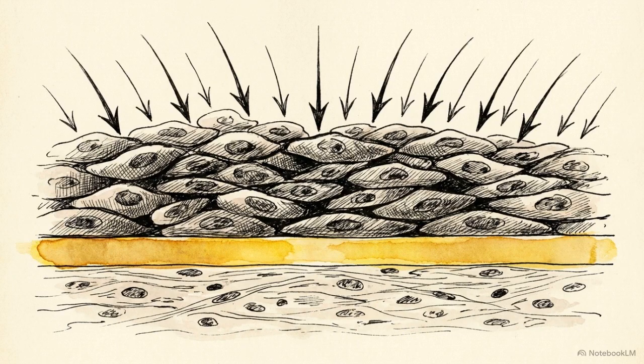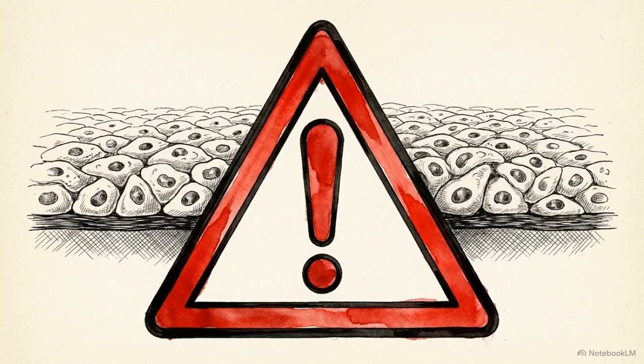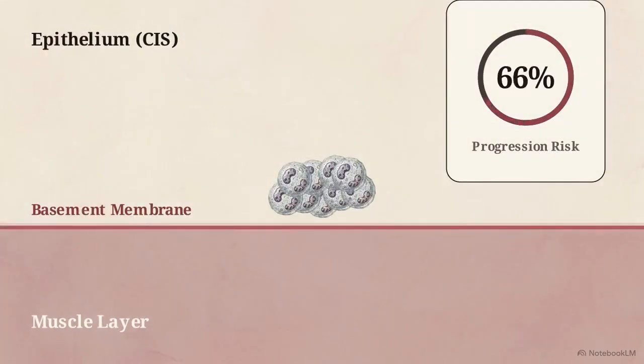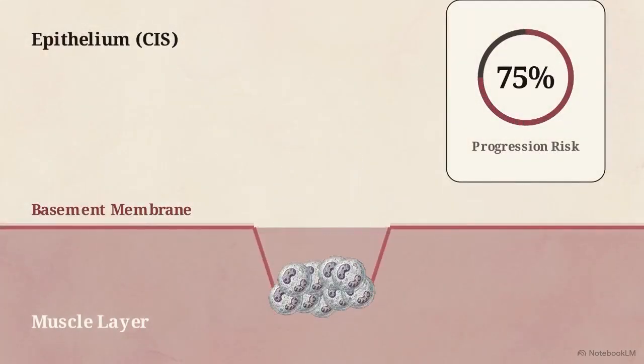Despite the severe cellular atypia above it, the basement membrane remains perfectly intact, meaning zero invasion has occurred. However, a lack of invasion does not mean the lesion is safe. If left untreated, 50 to 75% of CIS cases will progress into fully invasive cancer.